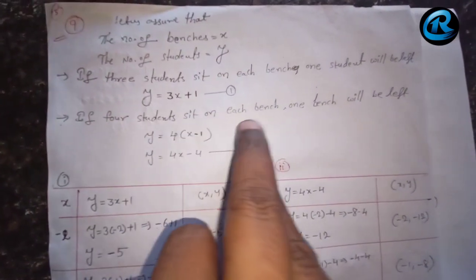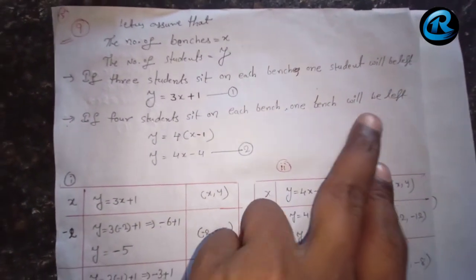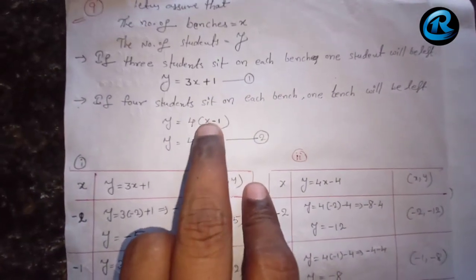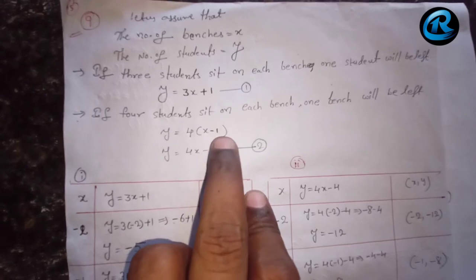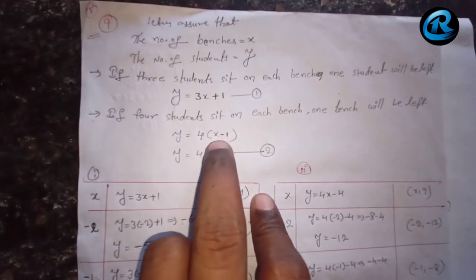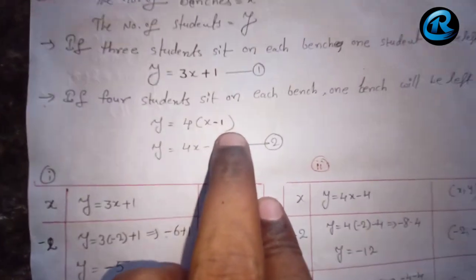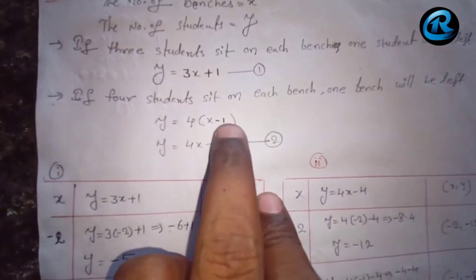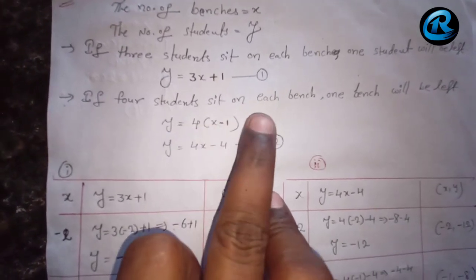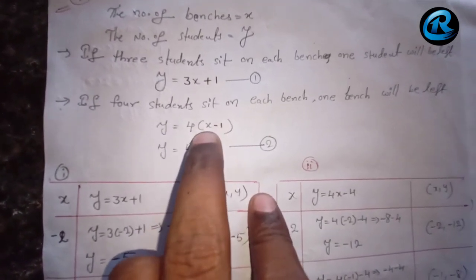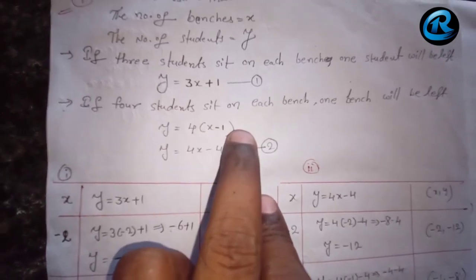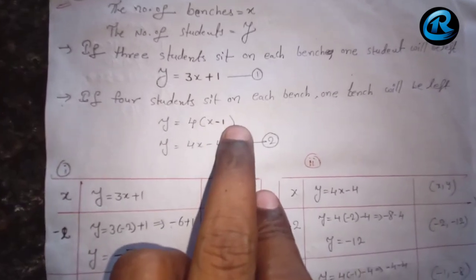The second statement: if 4 students sit on each bench, 1 bench will be left. So the benches are x, number of benches minus 1. ఎందుకు ఒకటి మిగిలిపోయింది కనుక 4x minus 1. Here the number of benches is x minus 1 because 1 bench is left. But 4 children are sitting, so 4 into x. 4 students are sitting, so 4 of x minus 1 అని రాయాలి. 4x minus 1 మీరు రాయాలి.